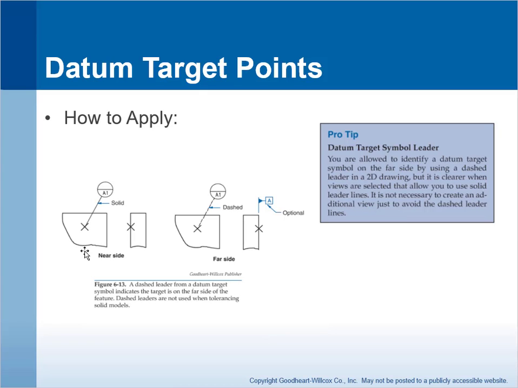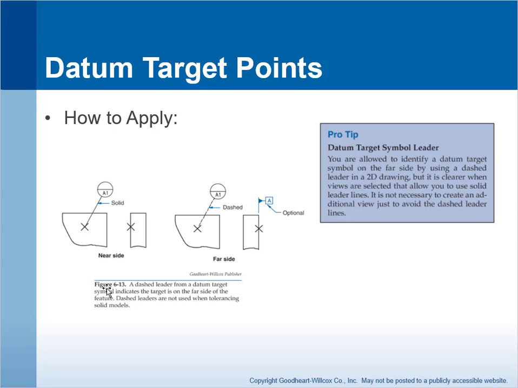So, how to apply target points. On the near side, we have two isometric views of the part. This datum point is on the near side. We have a solid line from the datum target symbol. We have an X here, and then in the other view, we have an X here to indicate that that X is on that particular surface.